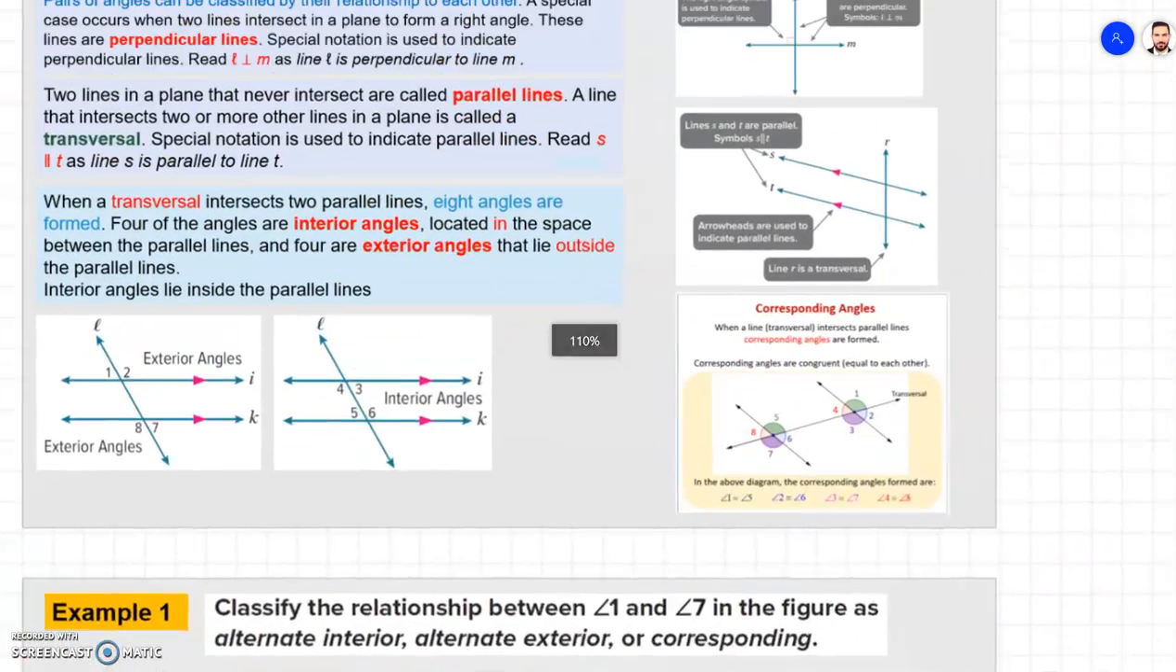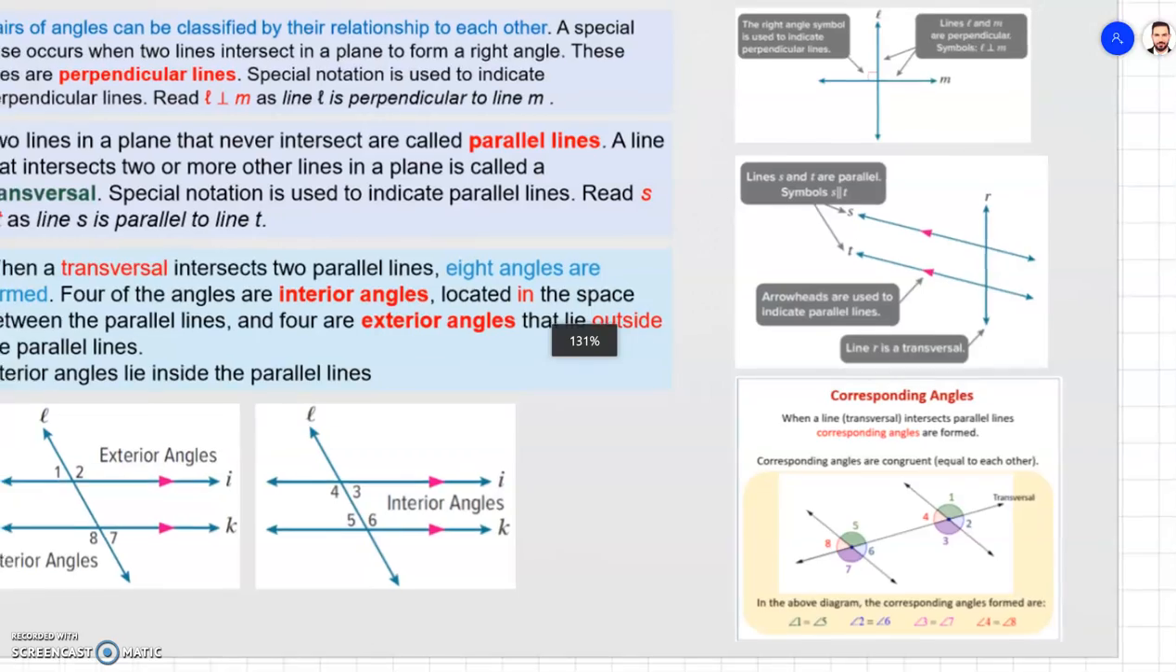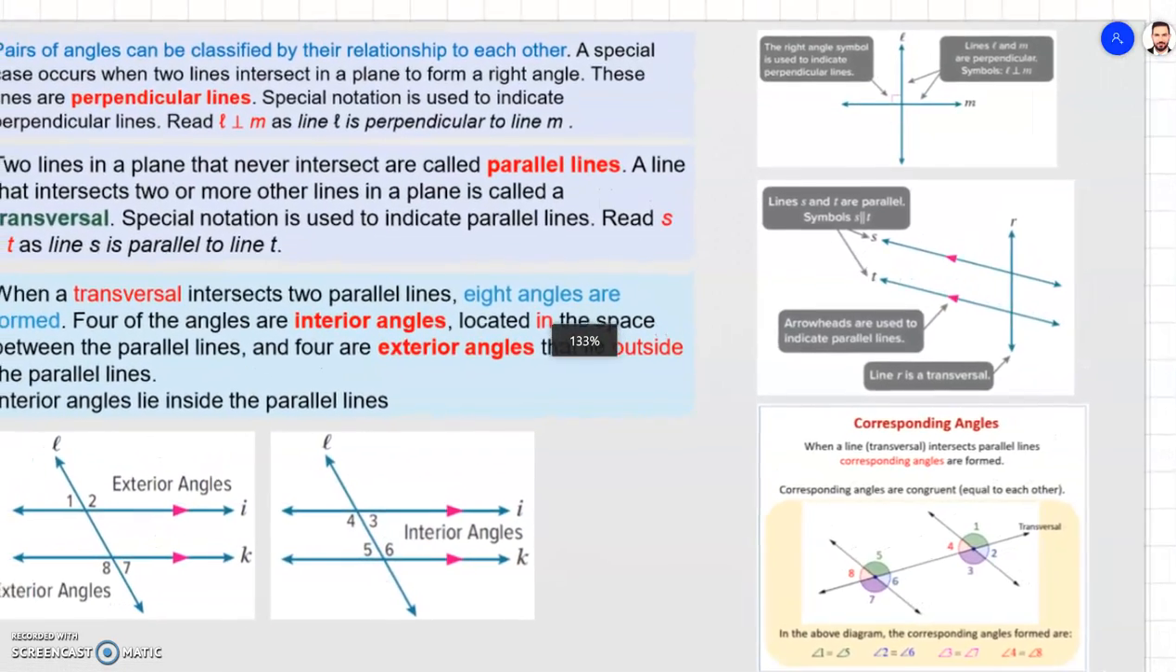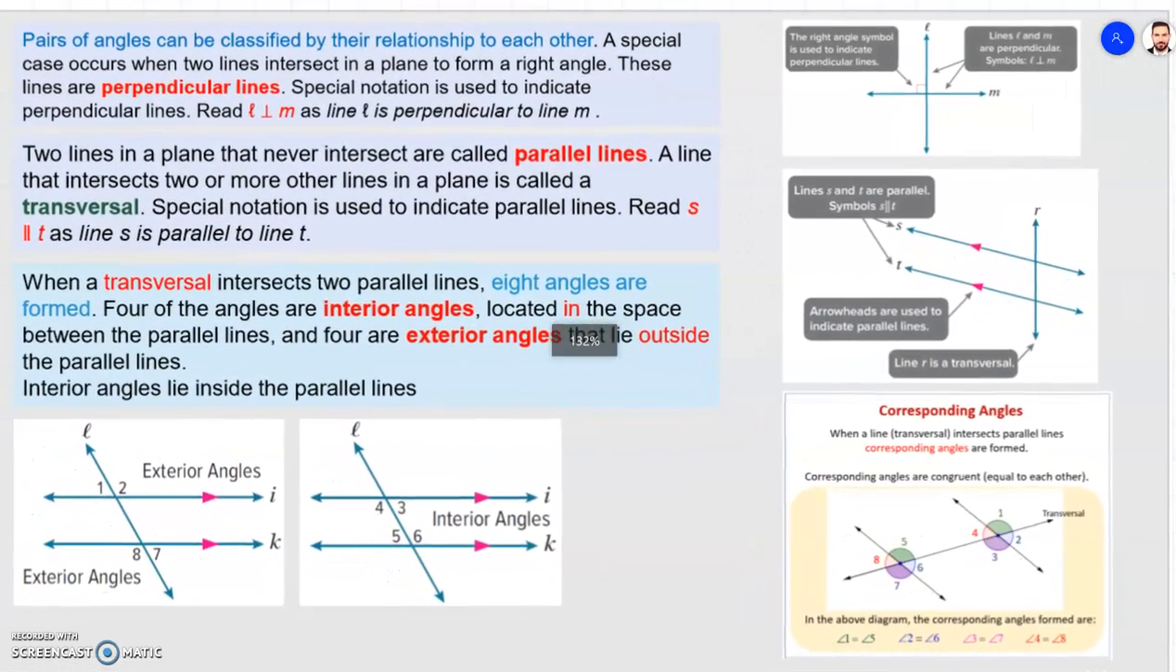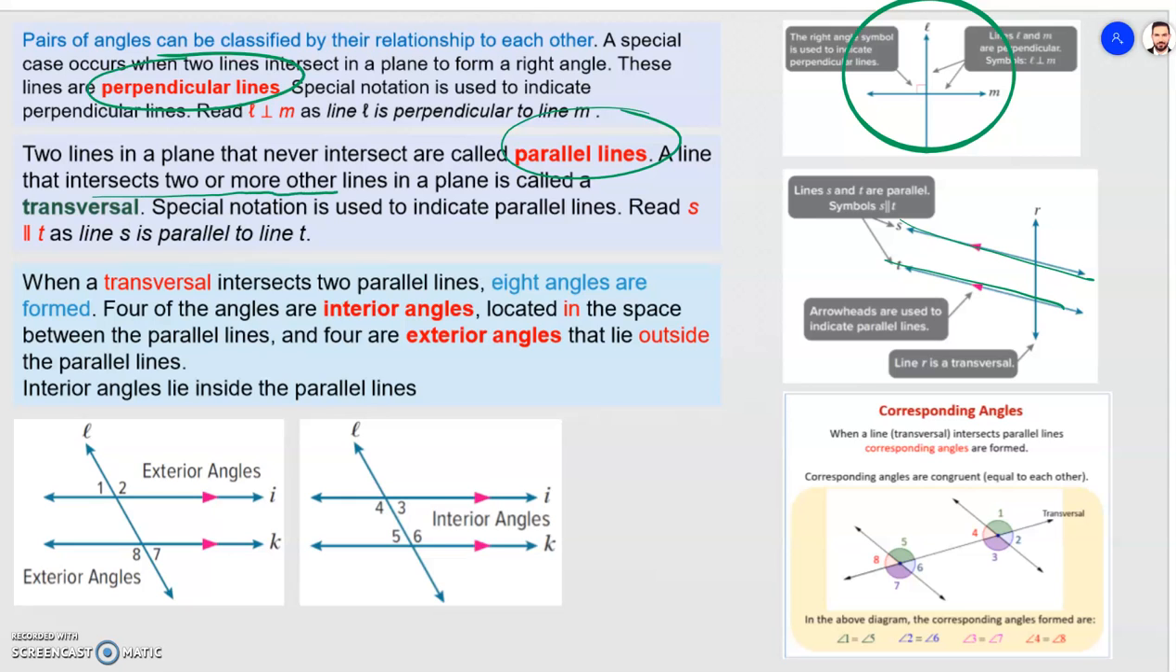First of all, I prepared this slide for all of you to remember the relationship between the lines. Most of you remember the perpendicular lines. Those two lines are perpendicular, which is forming four right angles. And the parallel lines, those two lines are parallel, which never intersect. The two lines in the plane that never intersect are called parallel lines.